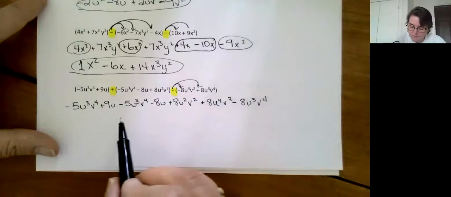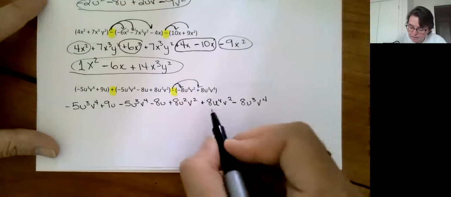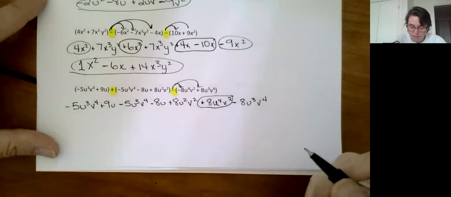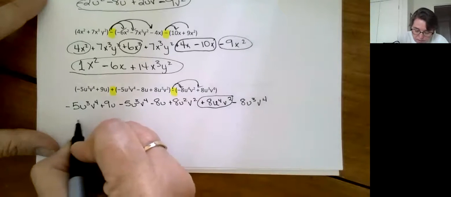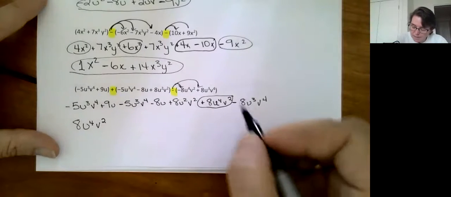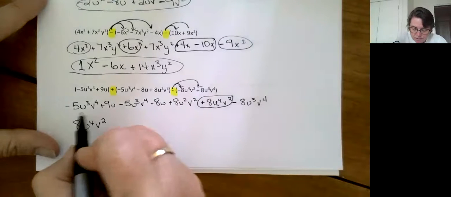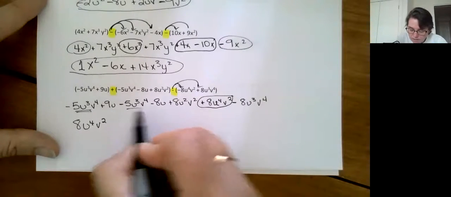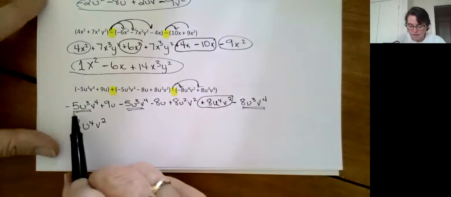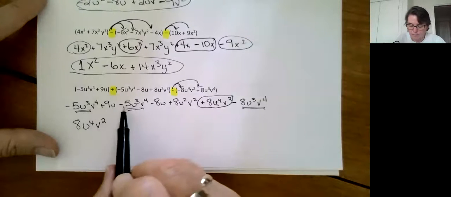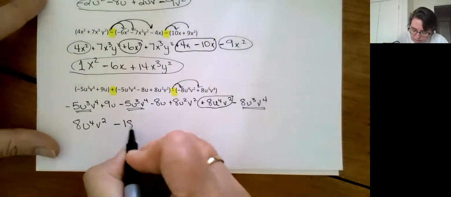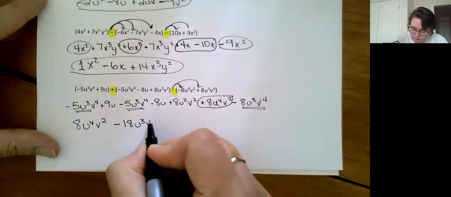All right. Now, it looks like this one has the highest power of u, and it's also the only one we have. So 8u to the fourth v squared. All right, now, how about the u cubeds? There's a u cubed, there's a u cubed, that's u squared, there's a u cubed v to the fourth. So minus 5 more is minus 10, minus 8 is going to give me minus 18 u cubed v to the fourth.